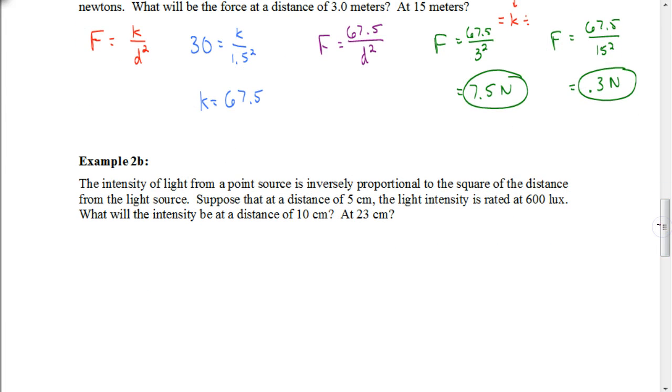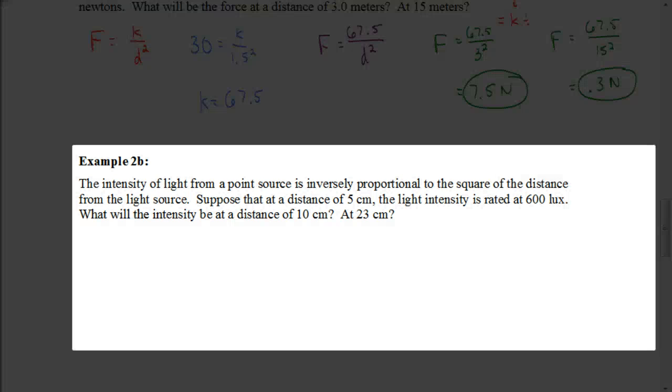Well, why don't I have you guys try this next one on your own. You're going to follow those same 4-step processes for this story problem, where it says the intensity of light from a point source is inversely proportional to the square of the distance from the light source. Suppose that at a distance, the light intensity is rated at 600 lux. What will the intensity be at the distance of 10 centimeters and then at 23 centimeters? So why don't you guys take a minute and work this one out on your own. So pause the video and hit play when you're ready to check to see if you have the correct answer.